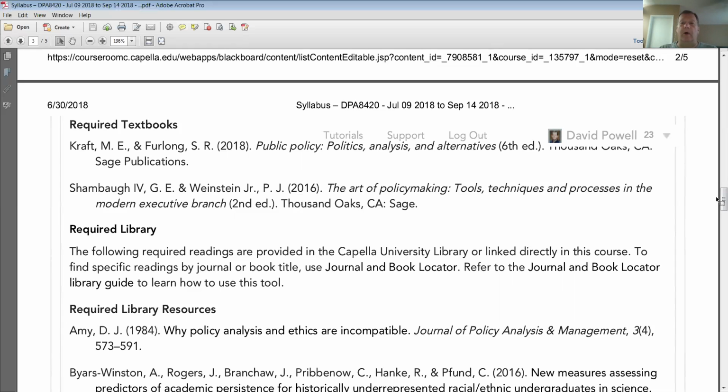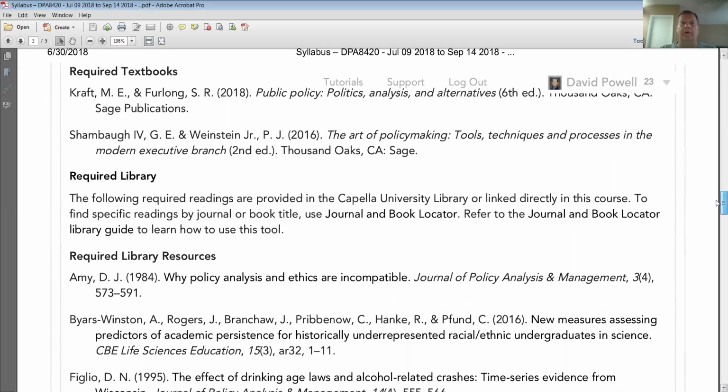The second book, the Shambaugh and Weinstein book, is again a very good book. It's just that Craft and Furlong tends to be the staple for most policy analysis courses.